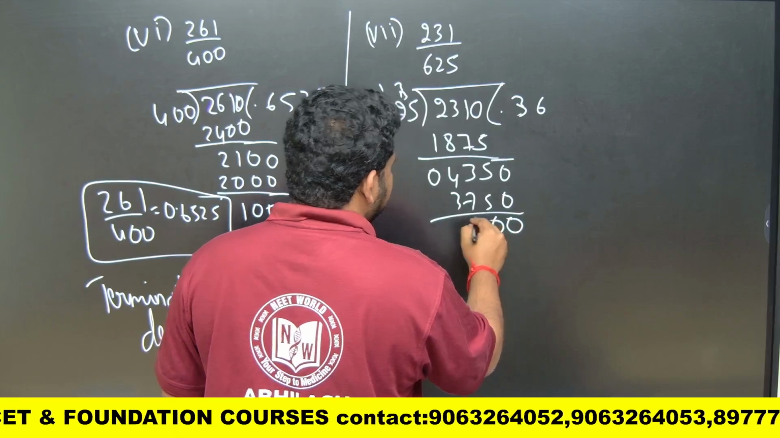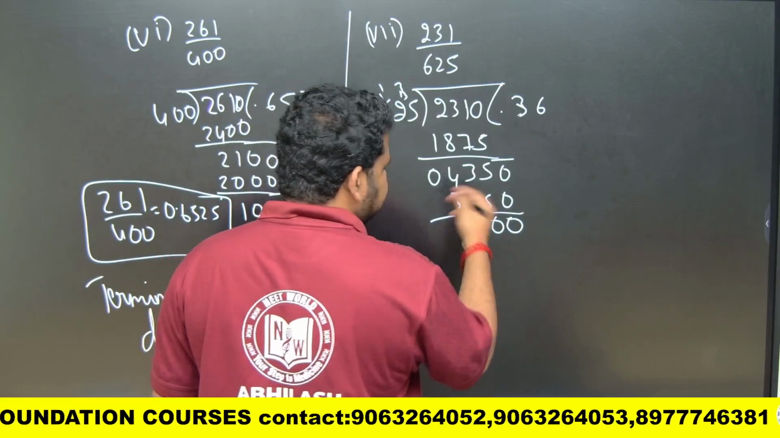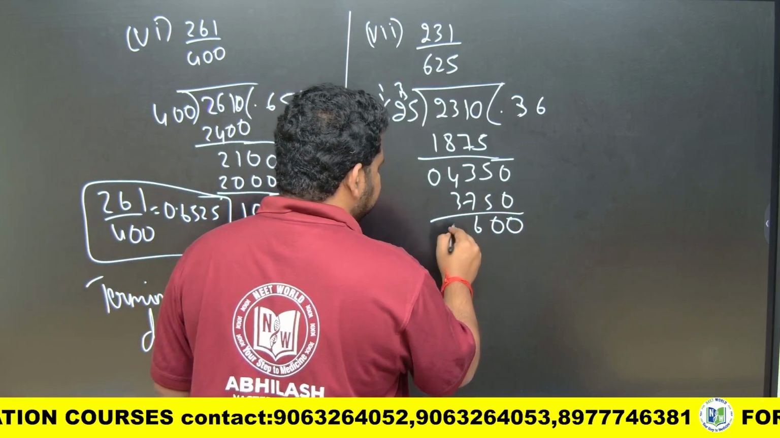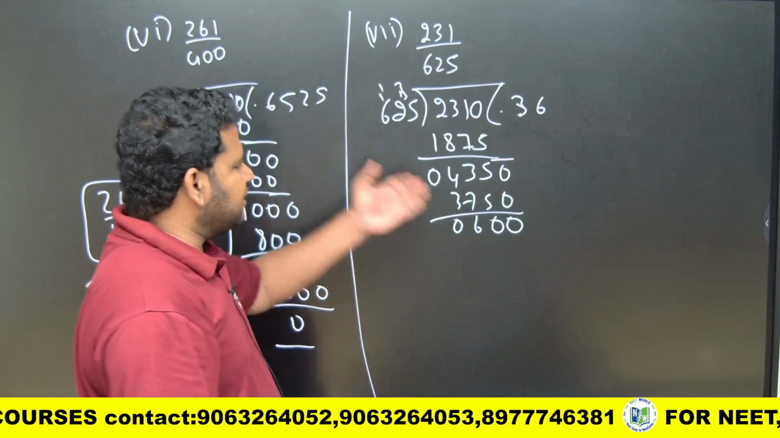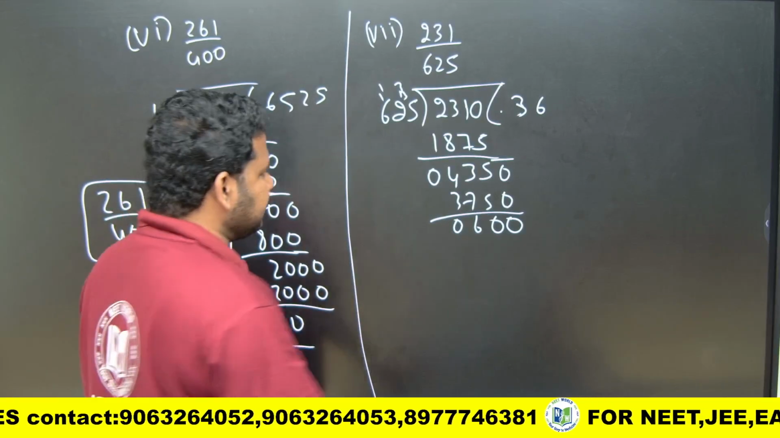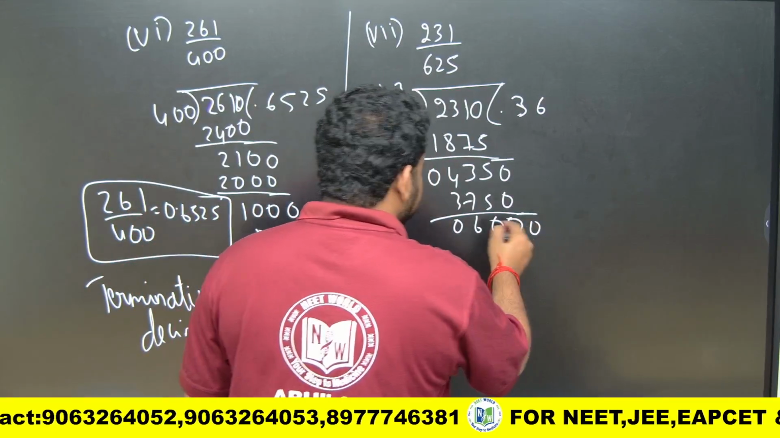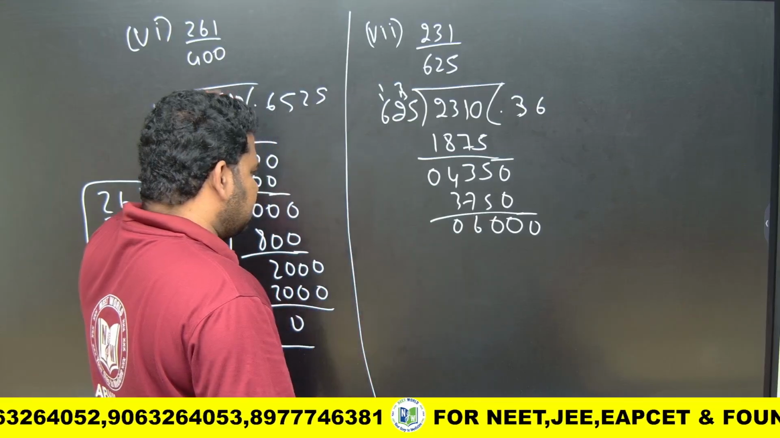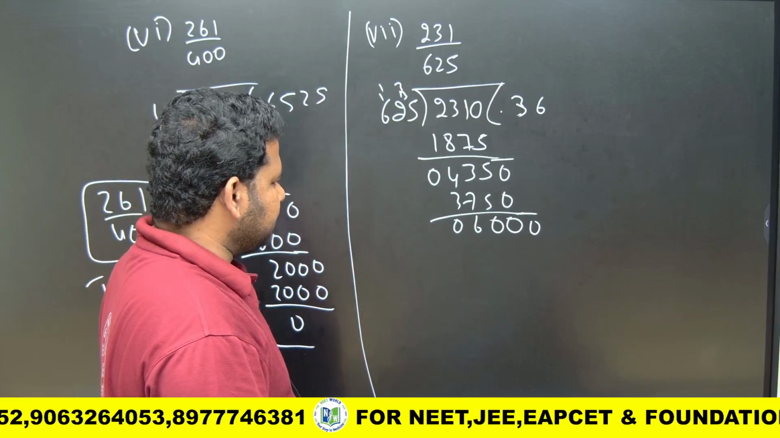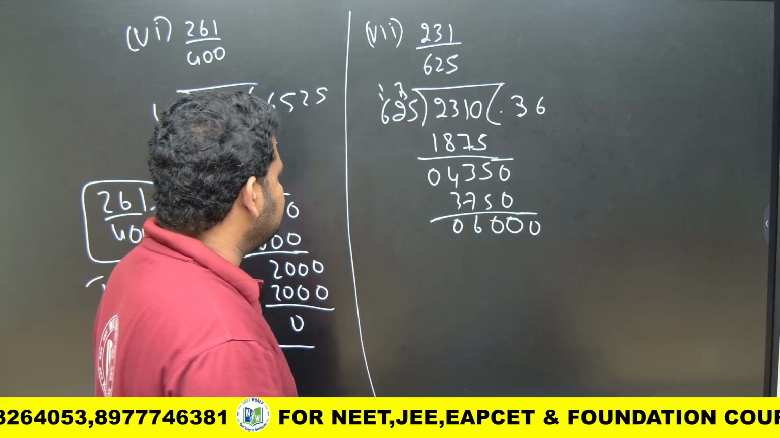5 minus 5 is 0. This will be 13 minus 7, which is 6. 3 minus 3 will be 0. Now 600 is definitely less than 625. So I should take again 0. This will become again 0. So 625, what do I have to take? If I take 9.